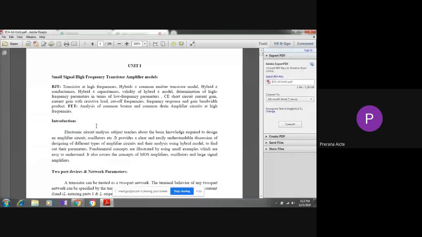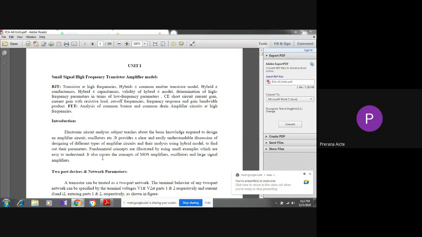So this is the first unit in our analog circuits, that is, small signal high frequency transistor amplifier models. These are the topics which I am going to cover in this first unit. We have two sections: one is BJT, the bipolar junction transistor, and the second is FET, the field effect transistor.